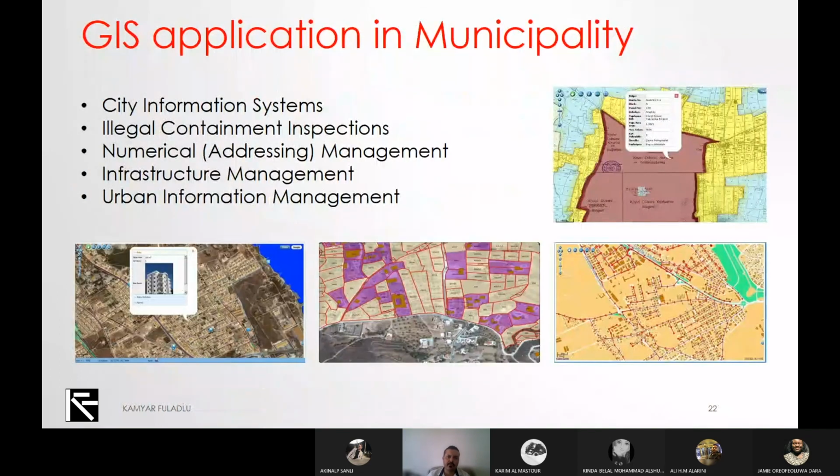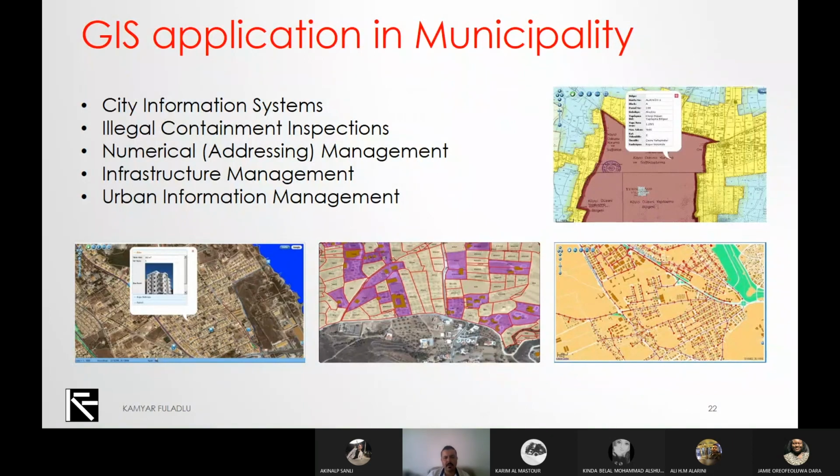We have also a GIS. This is data gathered from the municipality of Famagusta. GIS could also be applied in a municipality, such as a city information system, illegal containment inspection, and numerical addressing management, which is missing in our city, and infrastructure management, which is also again somehow missing in our city.